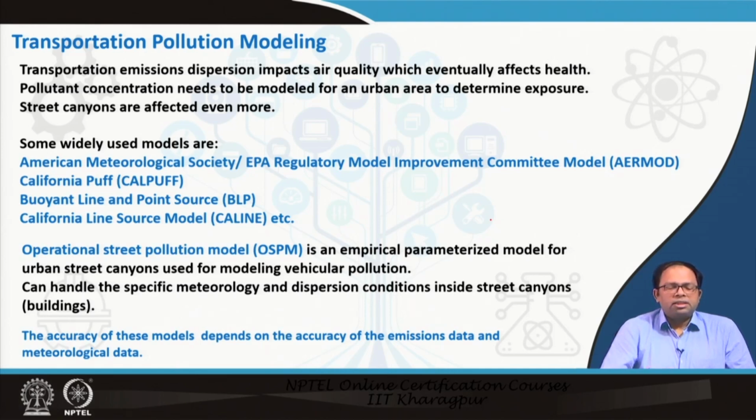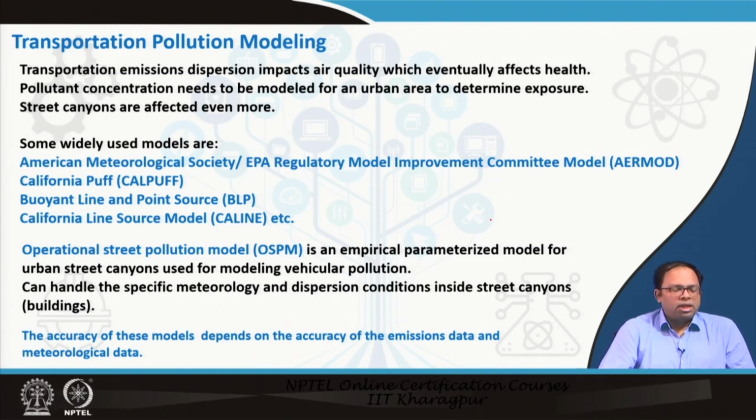So pollutant concentration needs to be modeled for an urban area to determine exposure. Sometimes street canyons are affected more. So of course people living in the surrounding major streets where there is a lot of vehicles passing are actually exposed to more amount of pollution. So we also need to understand how the pollutant concentration varies within the street canyons and then again outside. So there are different models for that.